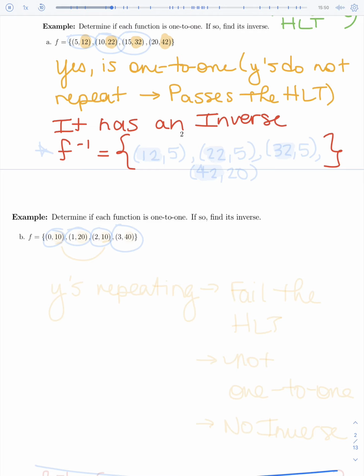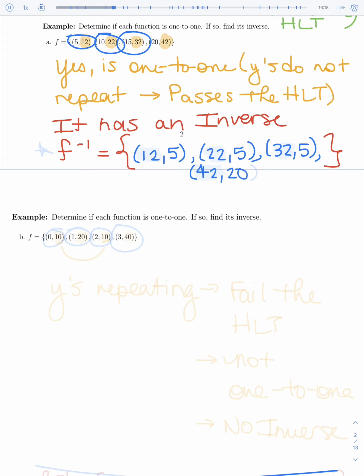We do what we were saying up top, which is we're going to swap our x's and y's. So if the original function had 5, 12, the inverse is going to have the reverse. It's going to have 12, 5. And it's also going to have, going to the next point, 22, 5. And swapping the next one, 32, 5. And one more, it's 42, 20.